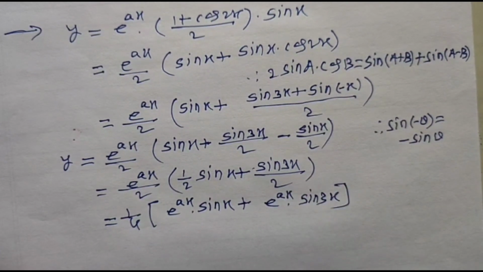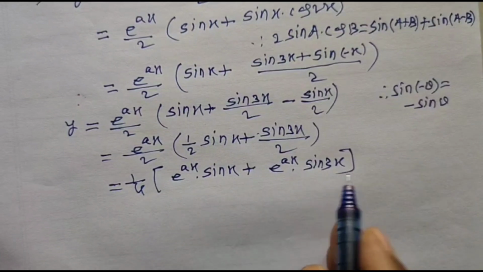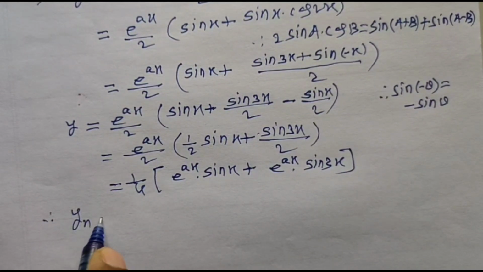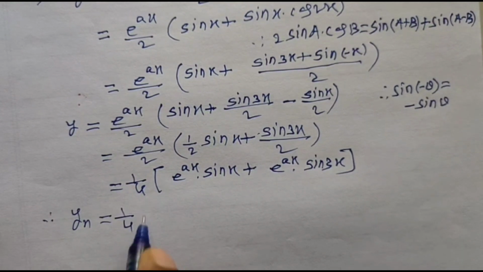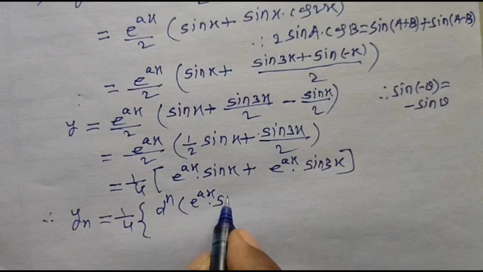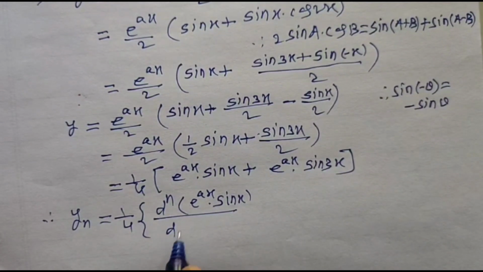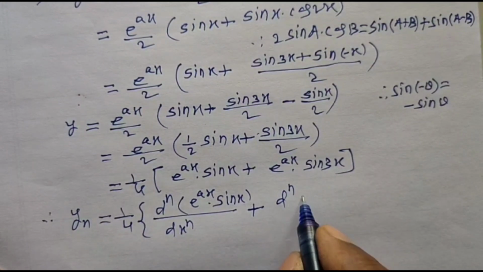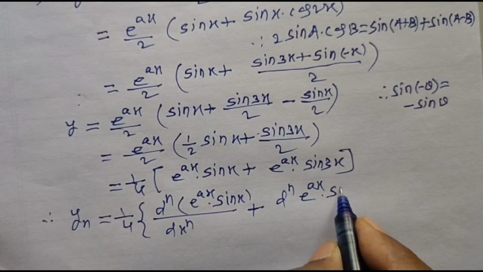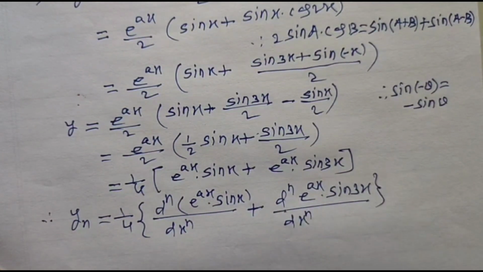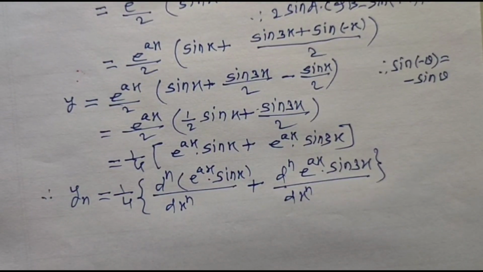To find its nth derivative, we have to differentiate n times on both sides. Hence, yn is equal to 1 upon 4 times the nth derivative of e to the power ax into sin x with respect to x to the power n, plus the nth derivative of e to the power ax into sin 3x with respect to x to the power n. Now, how can we find this nth derivative?